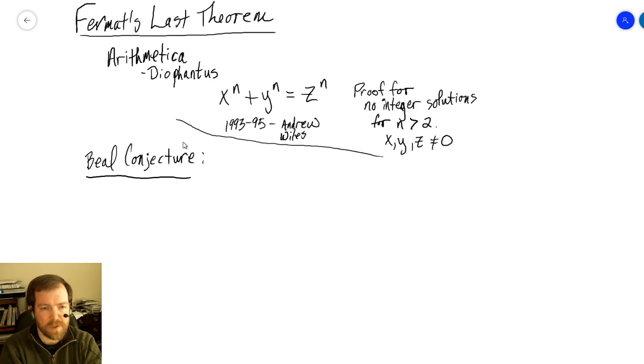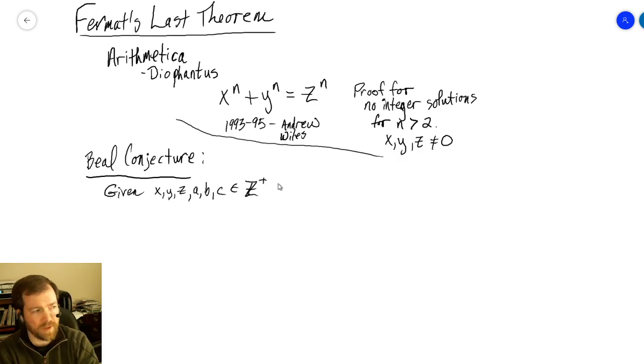Okay, so the Beal conjecture goes on to say, alright, given x, y, and z, and a, b, and c are all members of the positive integers, at least for simplicity.